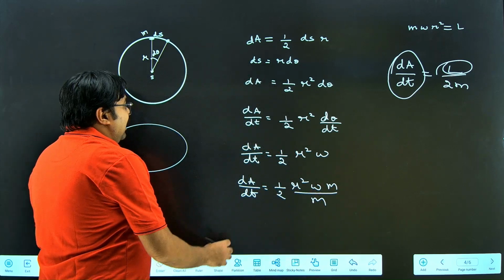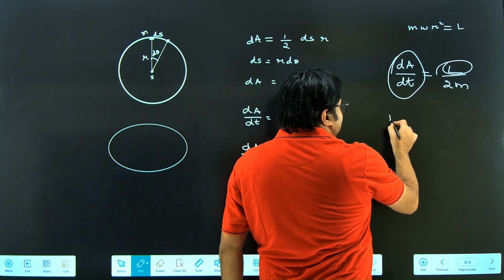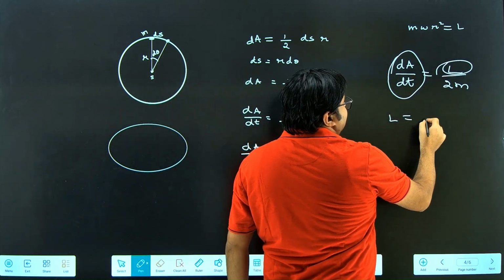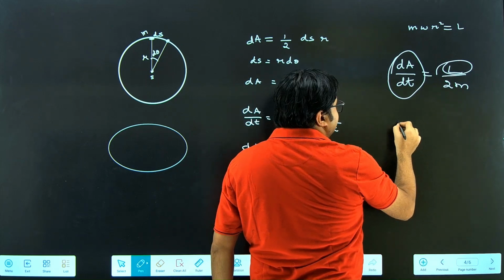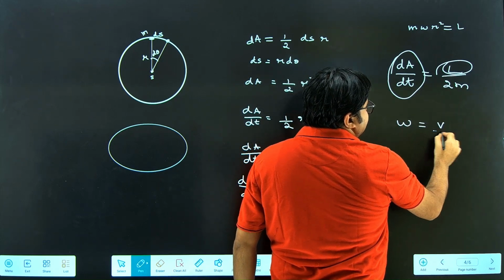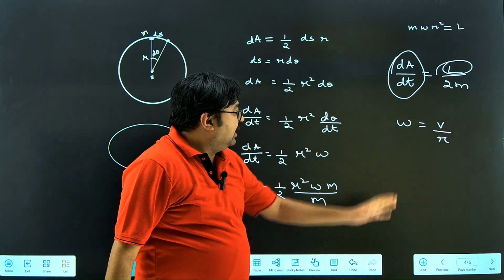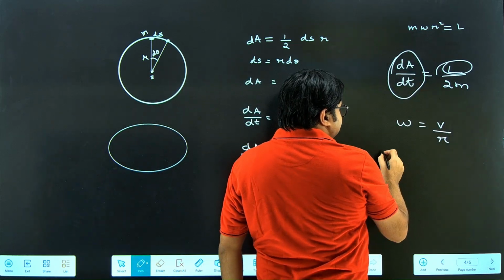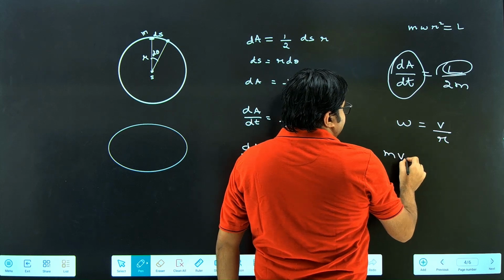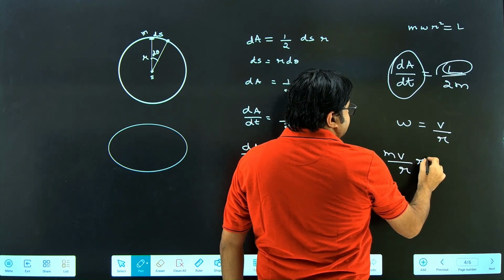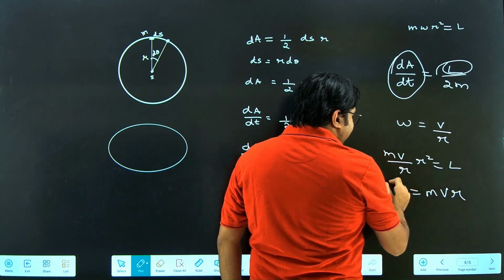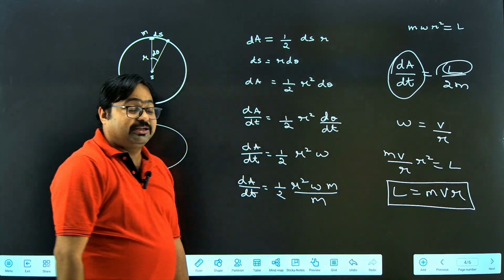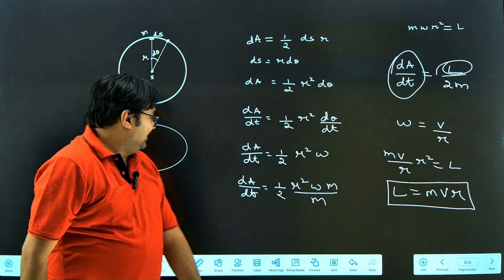So of course, m omega r square, I said, is angular momentum. You can write omega as v divided by r. v equal to r omega is the equation, and you substitute it there. You have m v divided by r into r square equal to L, or L becomes equal to mvr. Another way to calculate the same angular momentum. Let's make sense out of this equation.